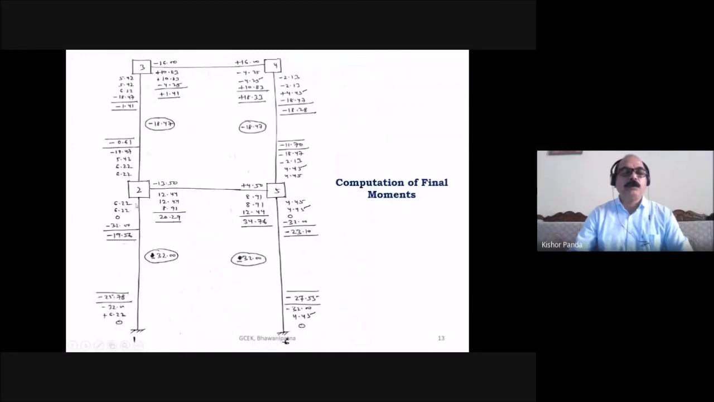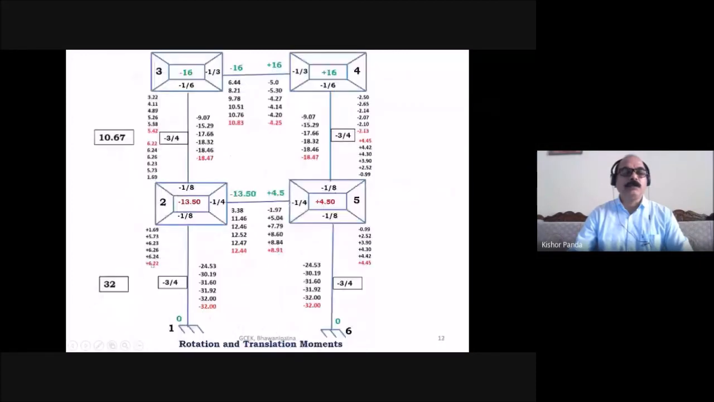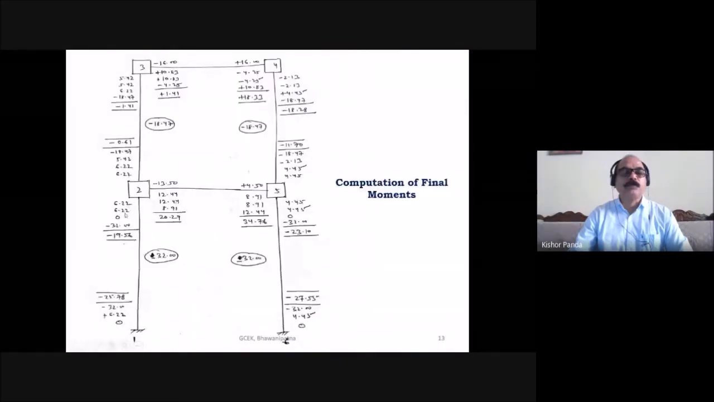Similarly, M21. Here you see this is the rotation moment, and this is the translation moment. 0 plus 2 into 6.22 plus 0 minus 32. This is the final moment.